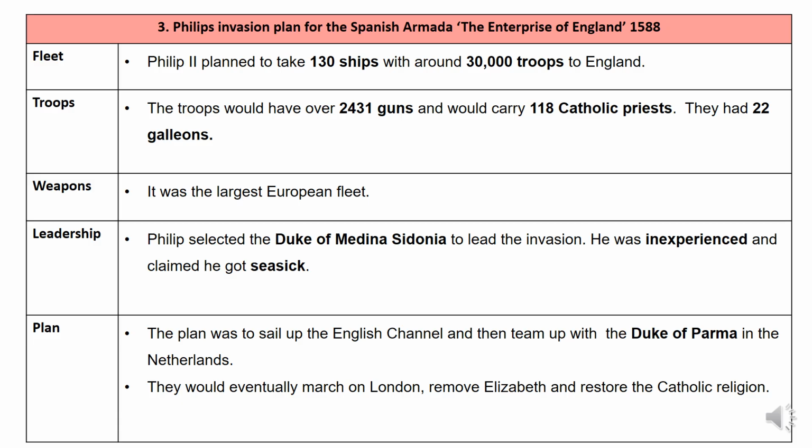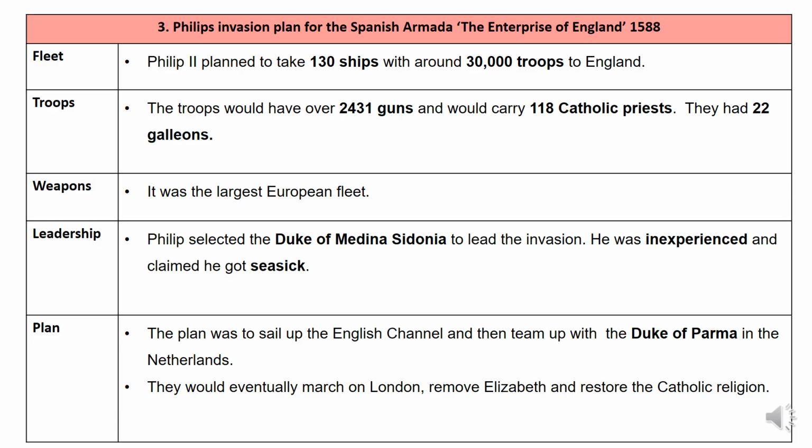Now, the Duke of Medina Sidonia has explained to Philip that he doesn't think he's the best person for the job here. He is not that experienced. He's more of a planner and a strategist, and he even claims to Philip that he gets seasick. And again, this is going to put the English at a complete advantage, because having a seasick captain of a ship is obviously a bad thing.